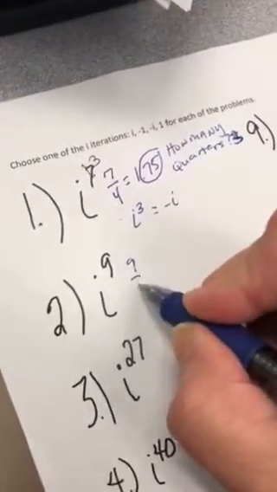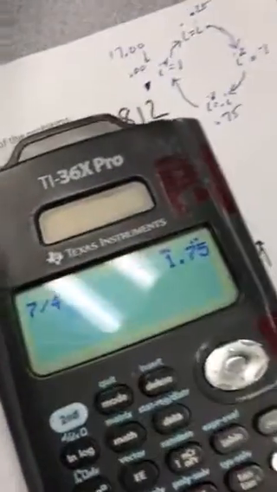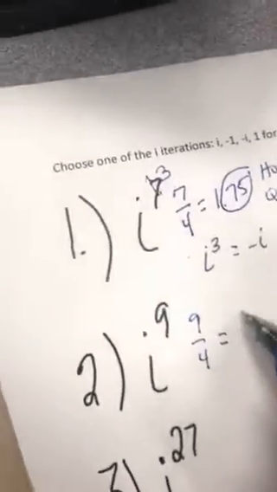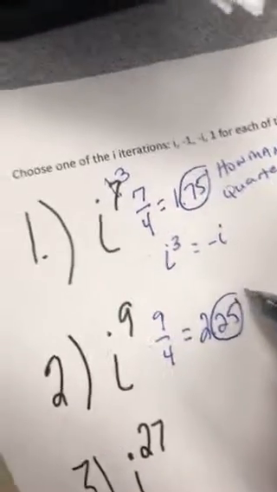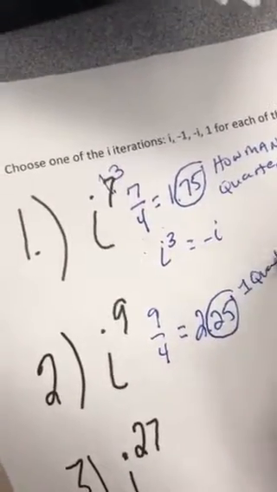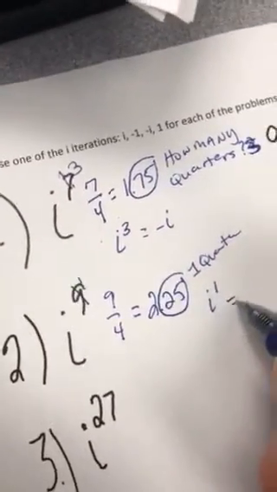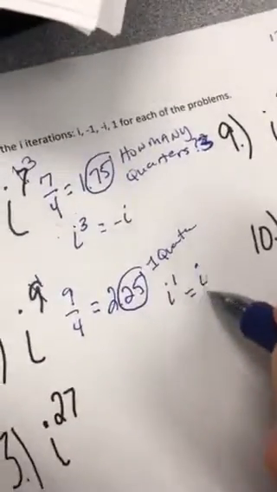i to the ninth, 9 divided by 4 equals, I think that's 0.25, isn't it? Let's put it in to make sure. 9 divided by 4 is 2.25. Remember, all we care about is the decimal place. So that's 2.25. How many quarters is that? That's 1 quarter. So we're going to replace that 9 with a 1. So i to the 1 is equal to, looking back up here, i to the 1 is i. So our answer is i.